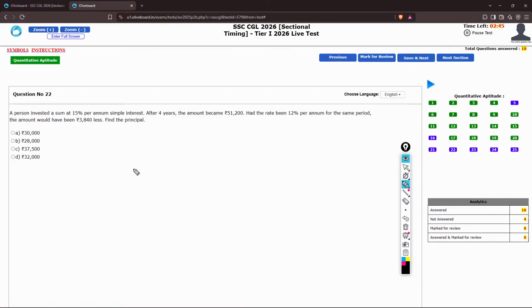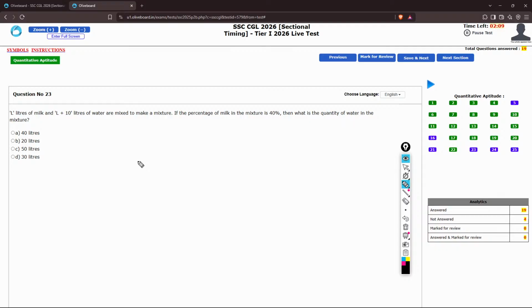A person invested a sum at 15% per annum. After 4 years, it becomes this. So 160% is equal to 512,000, something like that. Had the rate been 12% per annum for the same period, so 3% for 4 years, 12% is... from this only I can get the answer. 12, right? So let's divide it. 3, 36, 2432 00.